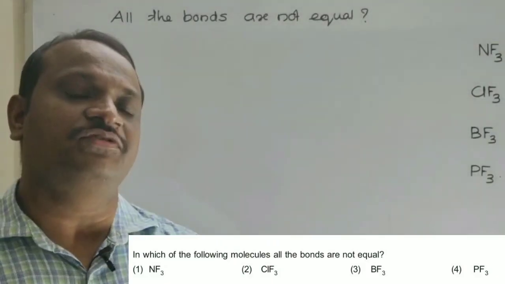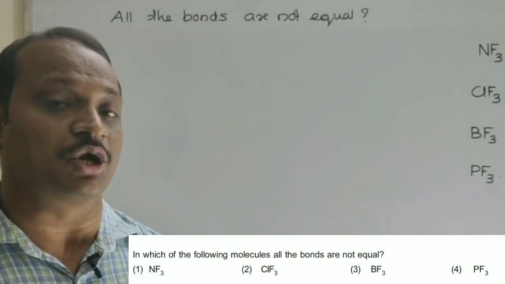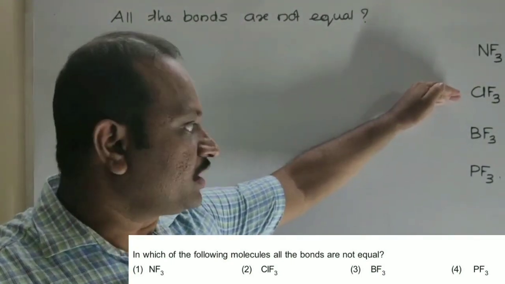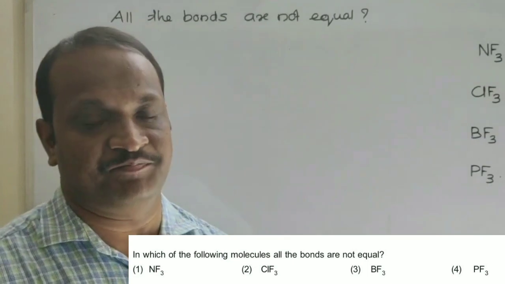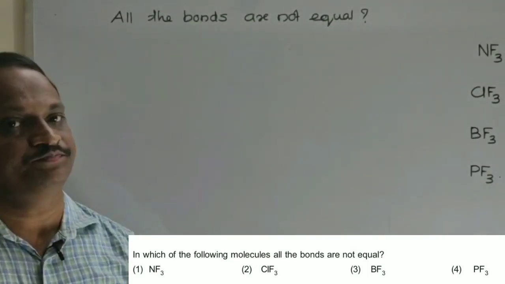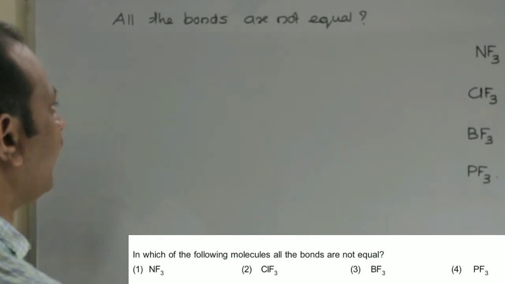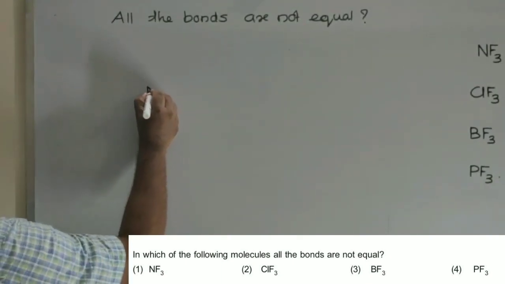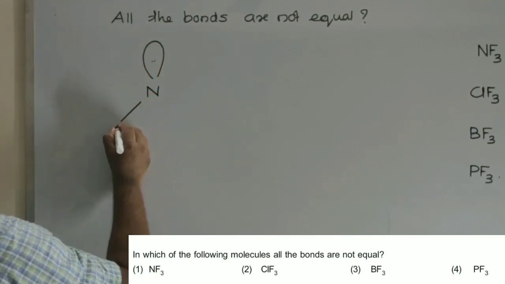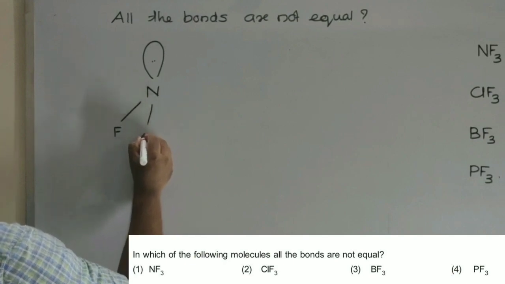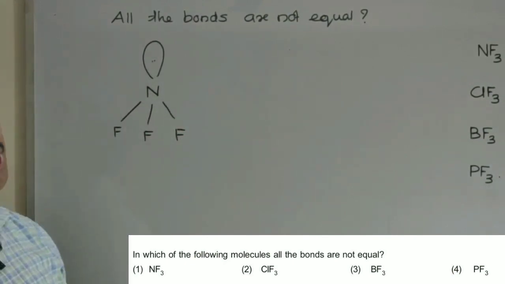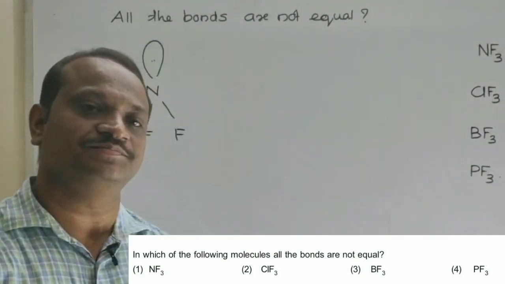In which of the following compounds are all the bonds not equal? See the options given: NF3, ClF3, BF3 and PF3. So all the bonds are not equal. Let's see the geometry. NF3 is trigonal pyramidal, so one lone pair is there. Here we have a fluorine atom. Here all the bonds are equal because all the bonds are in the same manner.